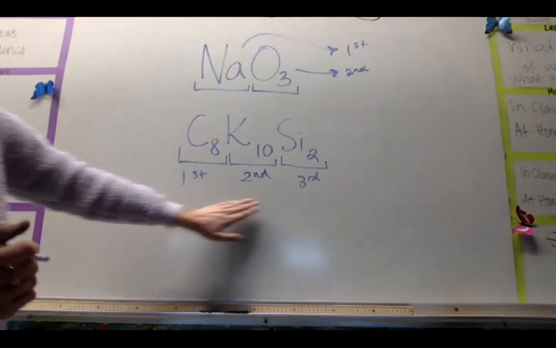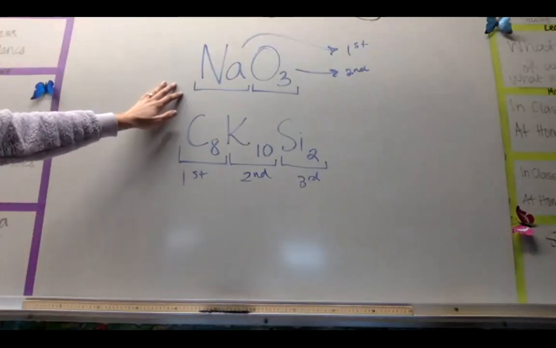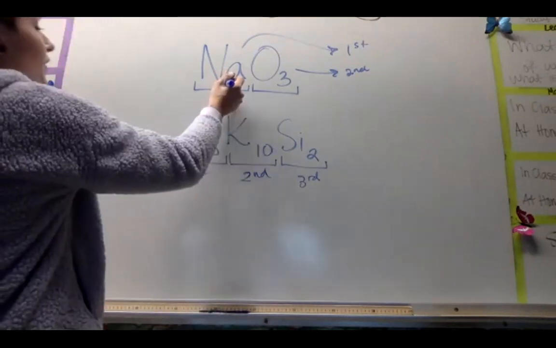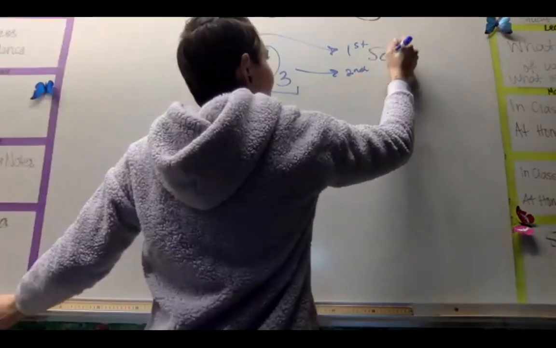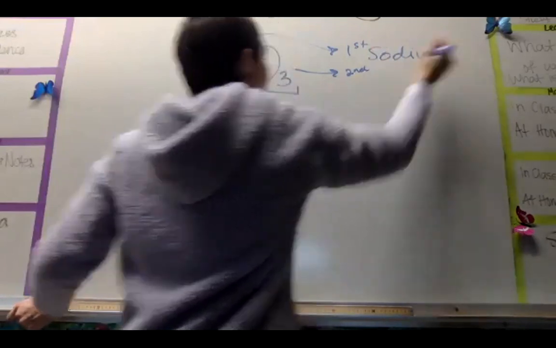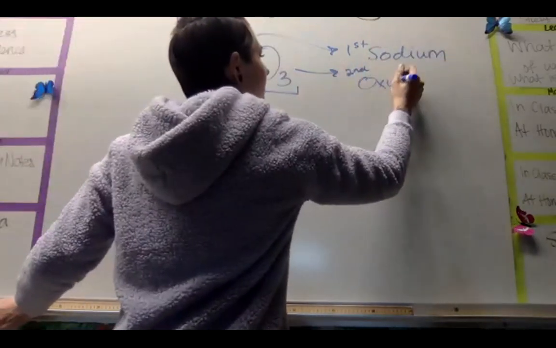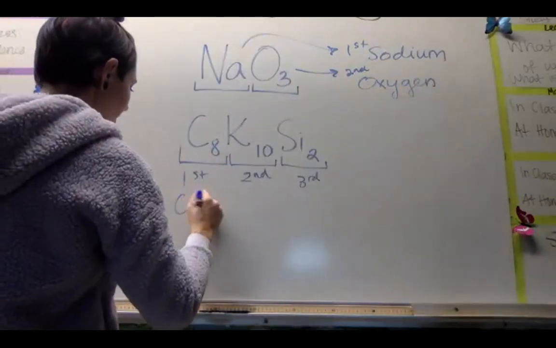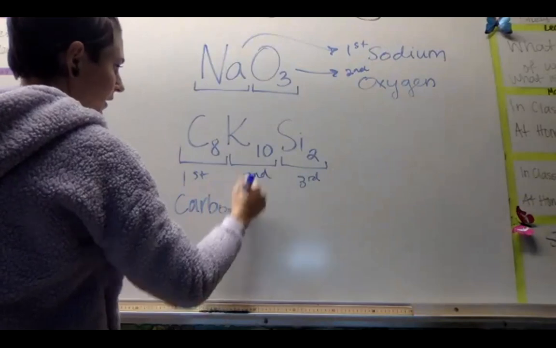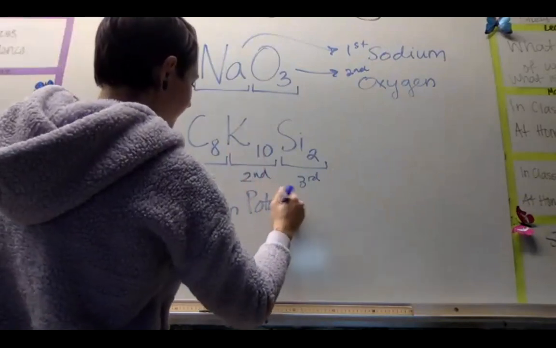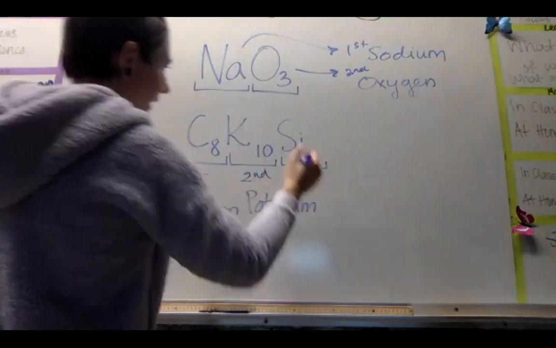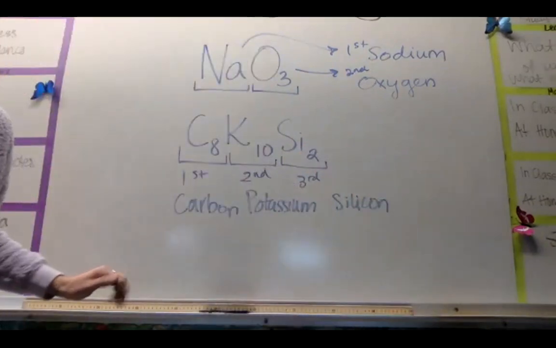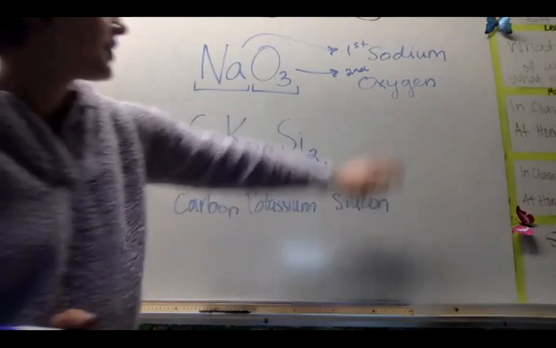So now that I know how many different elements I have, I can look them up on the periodic table to figure out what they actually are. So I know that Na is sodium, and I know that O is oxygen. And then down here, I know that the C is carbon, K is potassium, and Si is silicone. So now I know what the elements are.